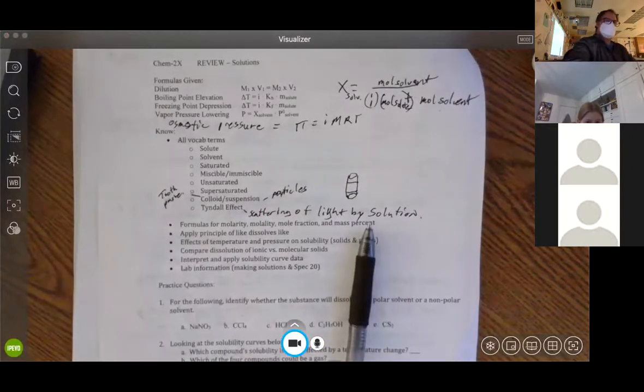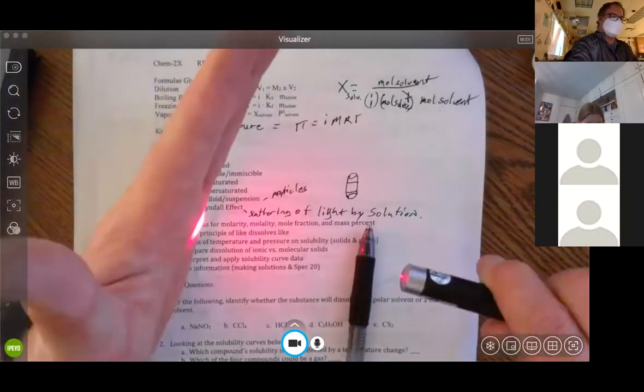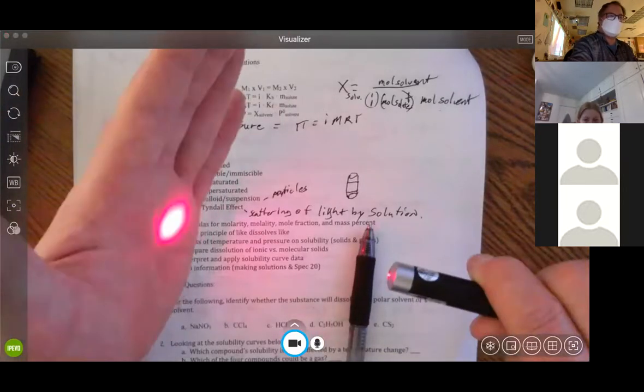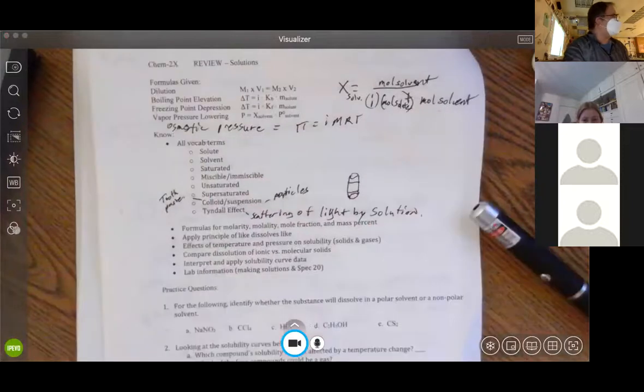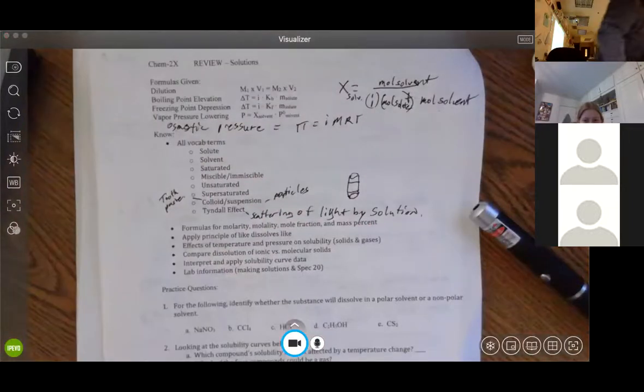Like, see how you can't see that laser until it hits my hand? If I go get a glass of water real quick, let's take a look and see if we can get it.